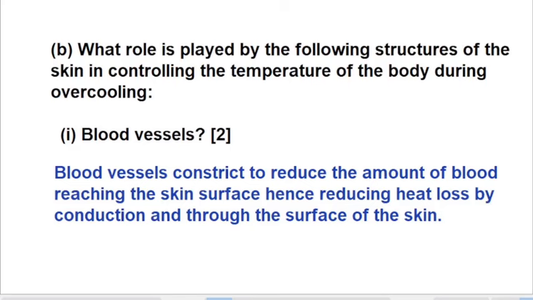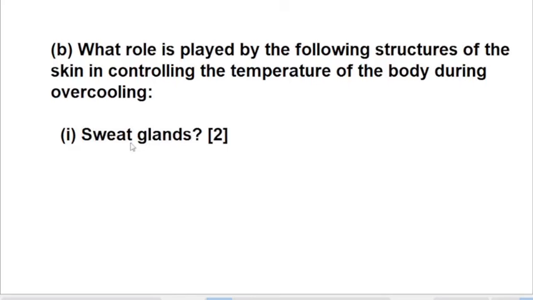Let us now look at another structure, which is the sweat glands. What is the role of the sweat glands in controlling the temperature of the body during overcooling? We know that when it is very cold, the sweat glands become less active. When they become less active, it minimizes the loss of heat which occurs through sweating.